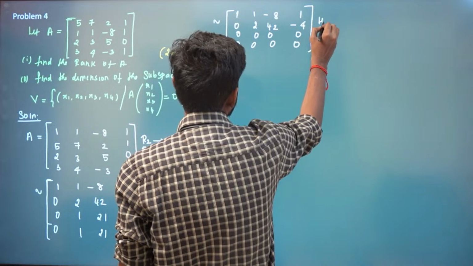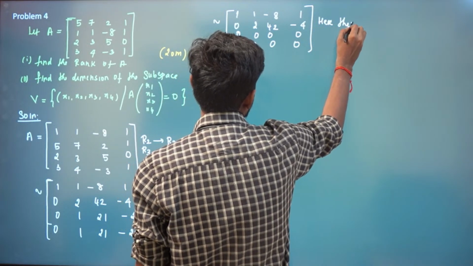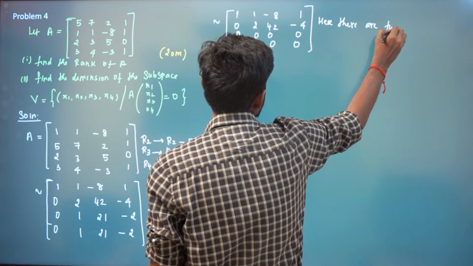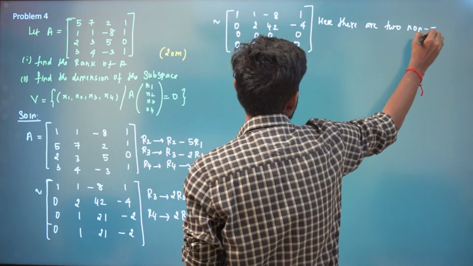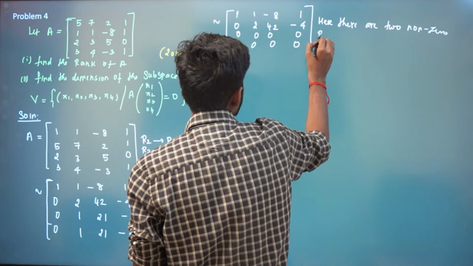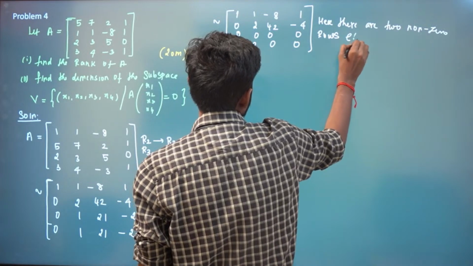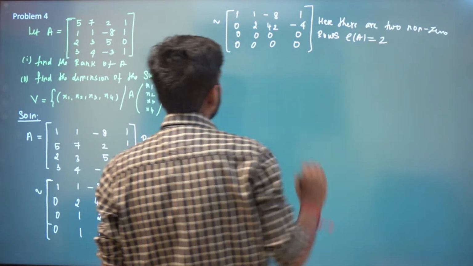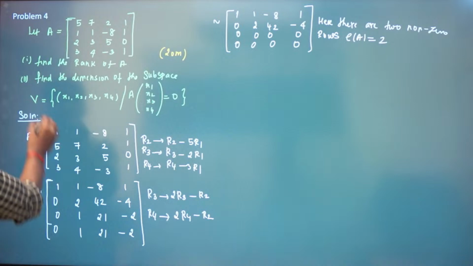So here there are two non-zero rows. So what is the rank of A? The rank of A is 2. We are done with the first part.